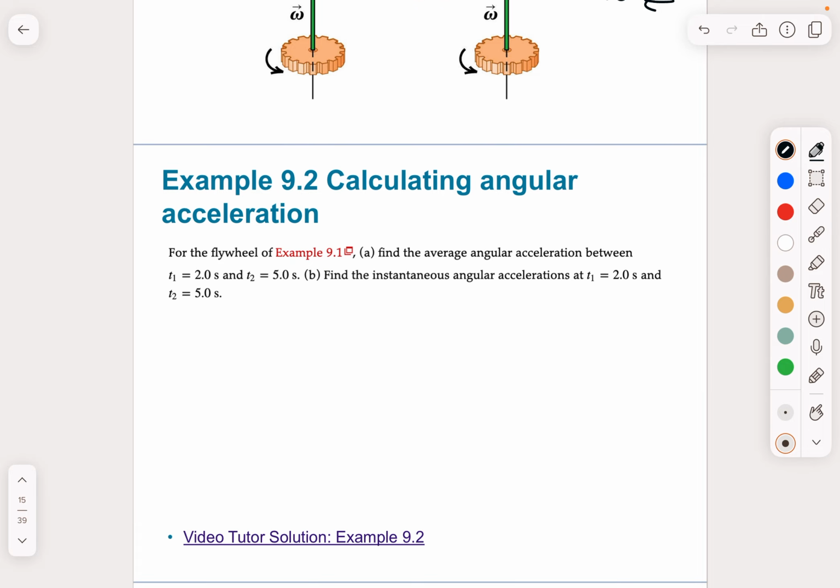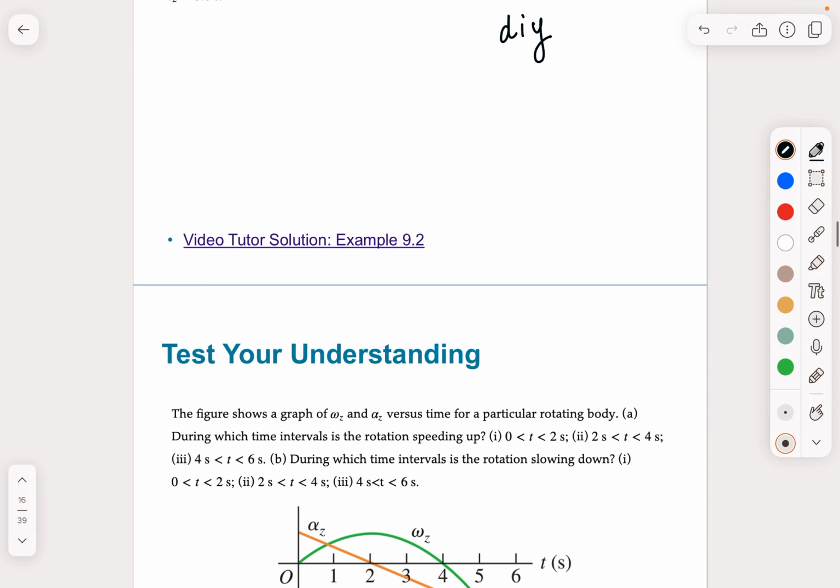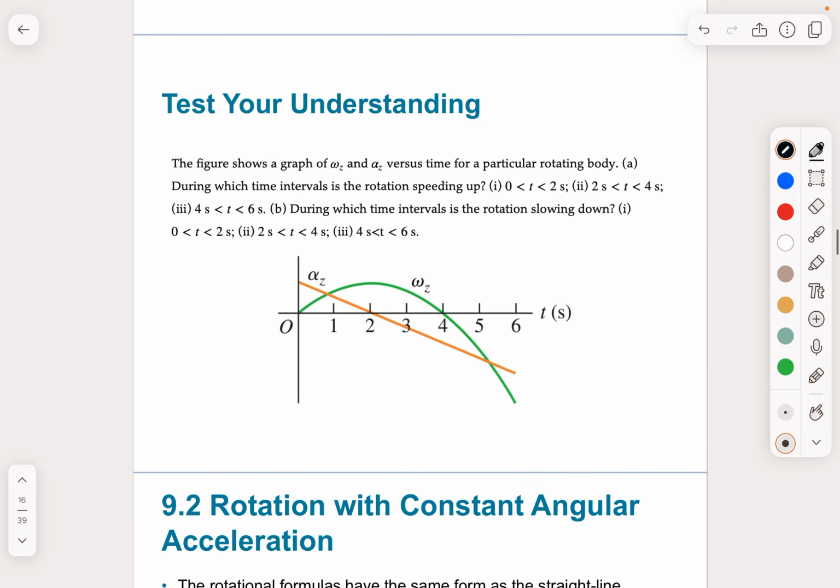So this example is going to bounce off of that first one. It's going to use that same functional form. So this one will be a DIY as well, and we'll get into some more difficult problems. Now this is one I do want to slow down and look at. Okay, this is a great example of a test style question.